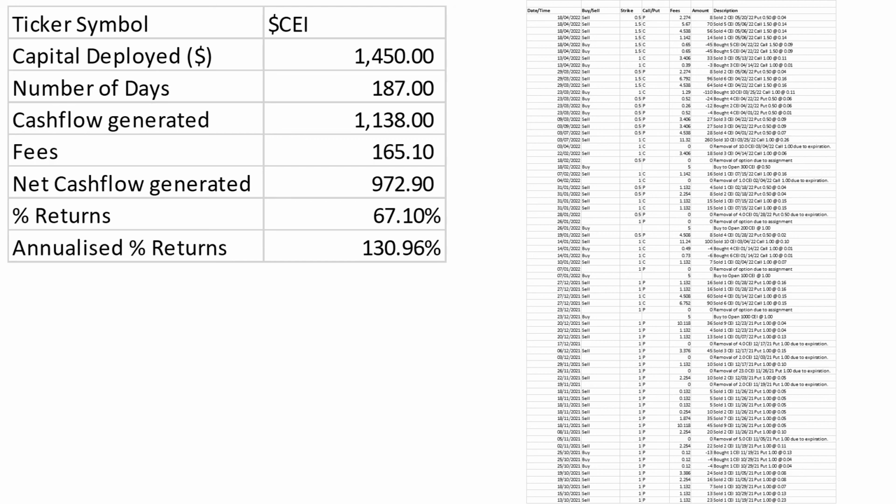The fees that were charged by the broker in this case was $165.10, which means that the net cash flow was $972.90. Now, when you take that as a percentage of the investment amount, which is $1,450, this is a 67% return in cash flow over 187 days. And when you annualize that, this is a cash flow generation of over 130%.